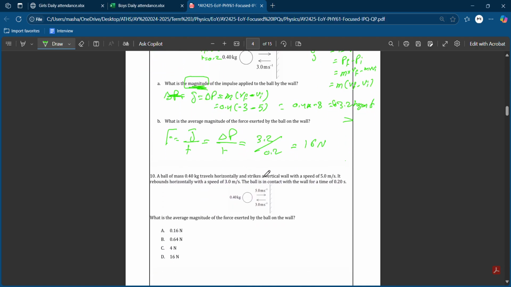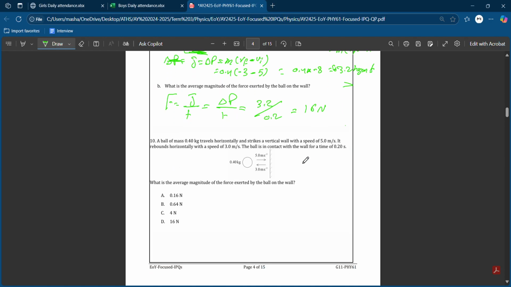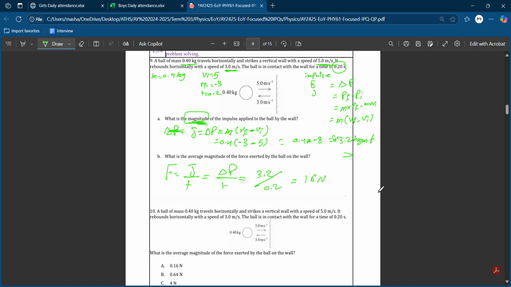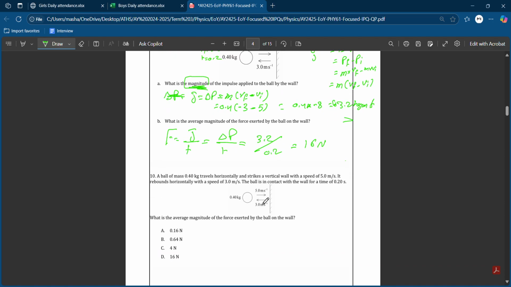Okay. Let's go to question 10. It's the same, I guess. Yes, it's exactly the same question. So he needs what? He needs the average magnitude of the force. The force will be 16 Newton because it's exactly the same.